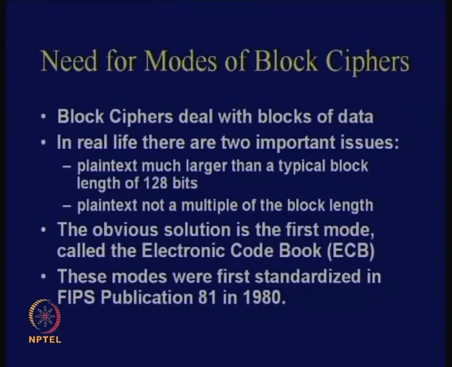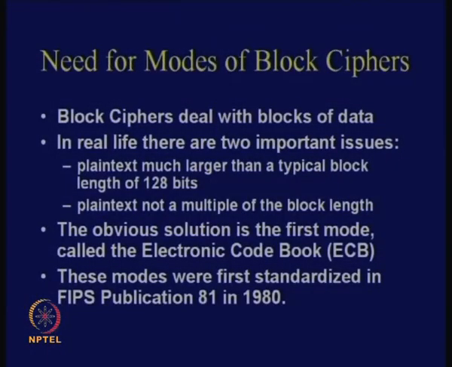As I told you, the need for modes of block ciphers mainly arises because in normal life your plain text is quite large. It is not less than the block size as per the specification of the block cipher, and it is also not generally a multiple of the block size. So how do you encrypt such plain text? The very obvious solution would be applying what is known as the electronic code book. So what is electronic code book?